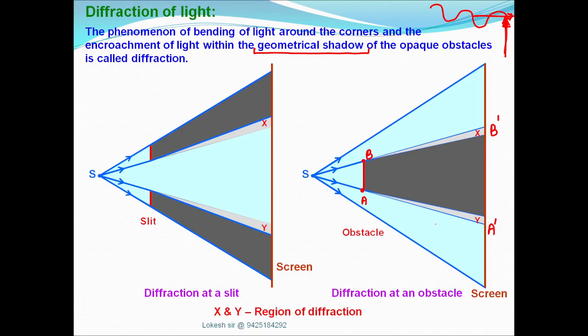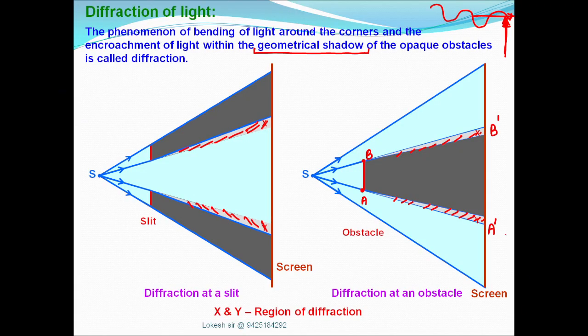So this is the definition of diffraction, and x and y are the regions of diffraction where the diffraction exactly takes place. You see here the encroachment of light in these places in the shadow area. So this event is called what? Diffraction of light. Clear? Diffraction of light can be explained by using only the wave theory of light. It cannot be explained by particle theory, Newton's theory. Clear? So this can only be explained by the wave theory.